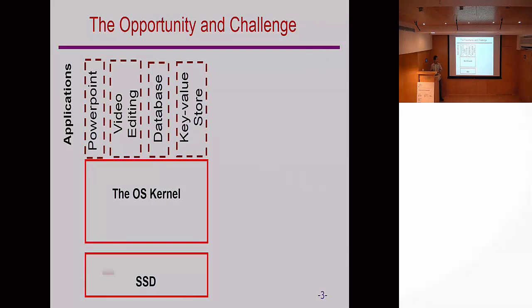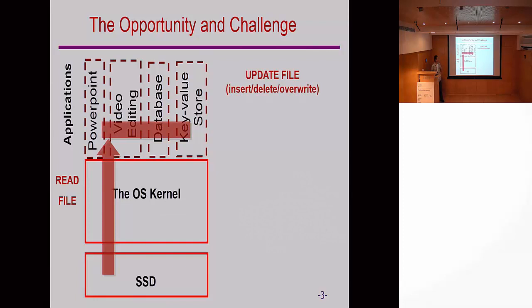Say, in a typical use of a file in SSD, we first read files from SSD through the OS kernel into the application, and in the application, we are going to do some updates. For example, add a new slide in a PowerPoint file, edit some frames in a video file, or insert, delete, or overwrite some records or entries in the database file or key value store application files. And then we write them back.